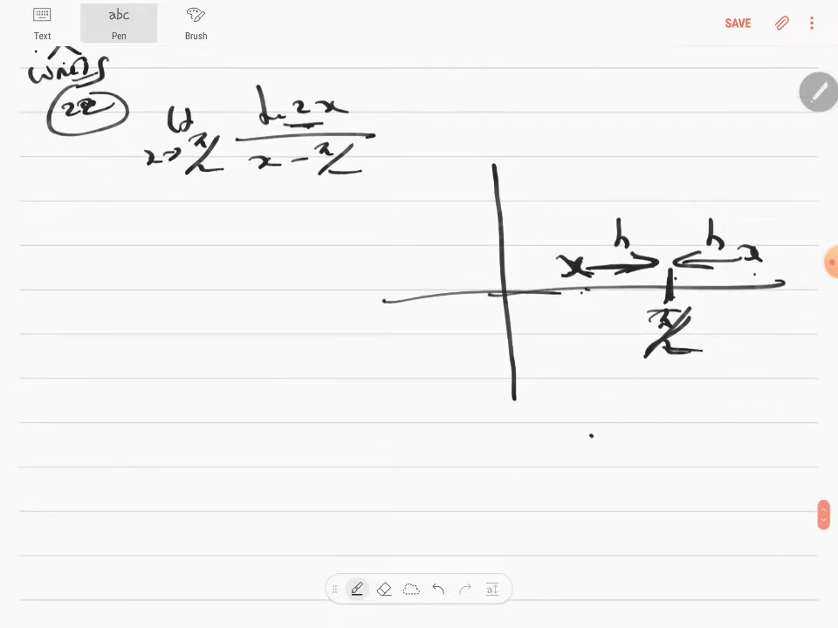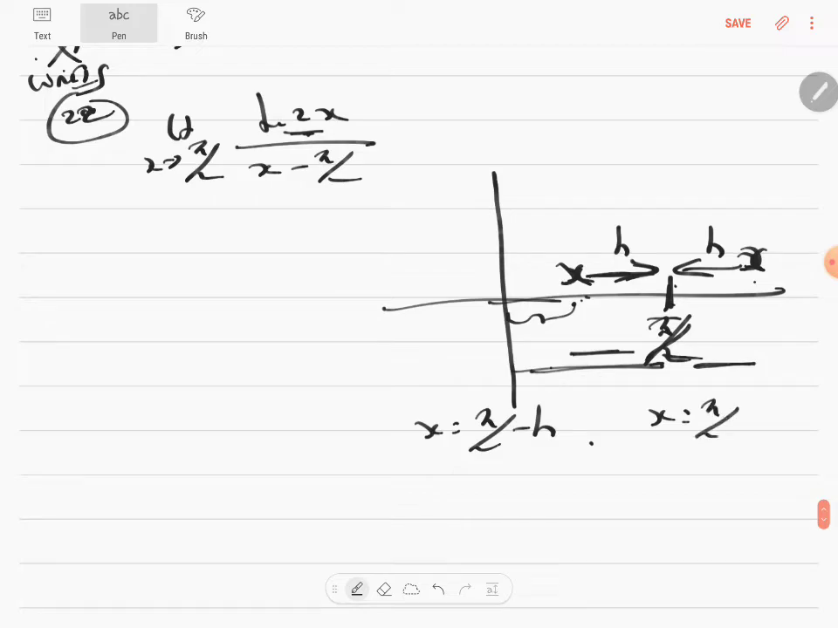So then, can you see what x is? x is this distance, which is pi by 2 minus h, or x is here, which is pi by 2 plus h. So you should know that x can be written as pi by 2 minus h or pi by 2 plus h. This is for the left hand limit and this is for the right hand limit. Are you clear? For the left hand limit it comes from the left, for the right hand limit it comes from the right.